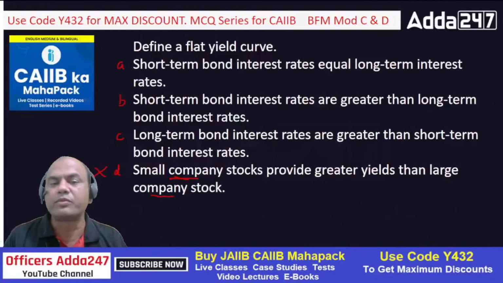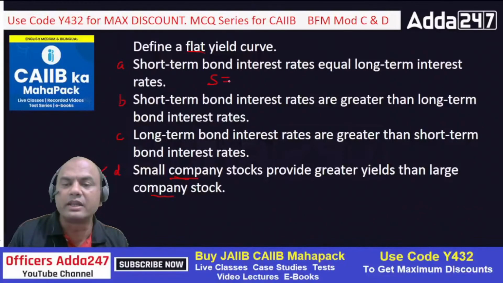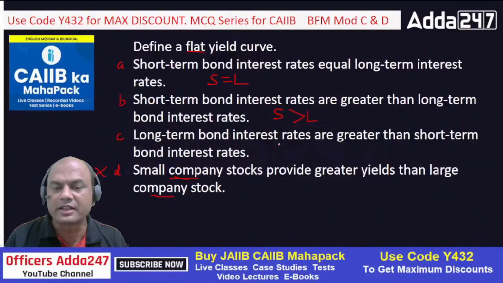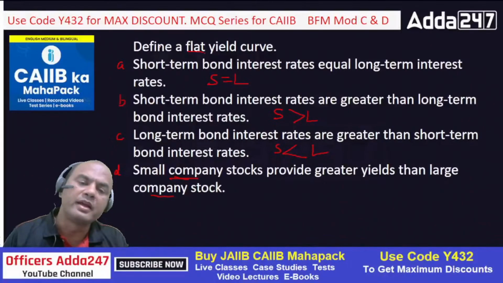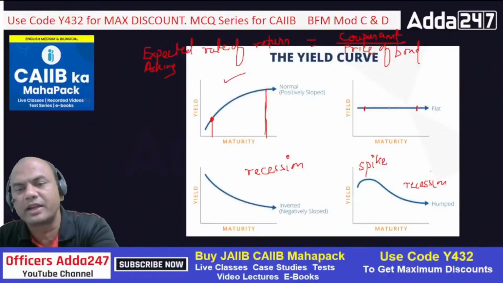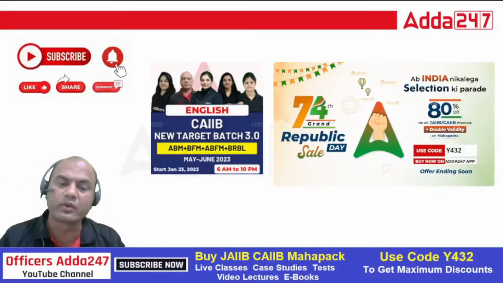So what is the answer now? Flat yield curve. Flat means what? S equals L. Is this so? S greater than L or S less than L. Simple. Which one is this now? What is the answer? It is obviously A, right? Short term equals long term. Then only the yield curve becomes flat, isn't it? Say this flat. Short term and long term are equal. Okay? Yeah. Now before going ahead, look at this.